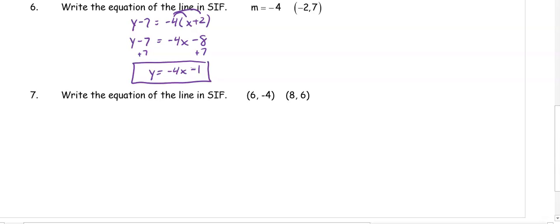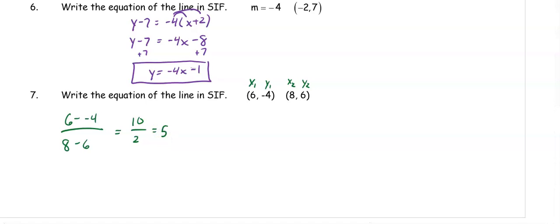In number 7, write the equation of the line in slope-intercept form. So here we're even more unlucky because we don't have our slope and we don't have a y-intercept. So first we're going to find the slope by using our equation again. So x1, y1, x2, y2. So we have 6 minus negative 4 over 8 minus 6. So that gets us 10 over 2, which reduces to 5.